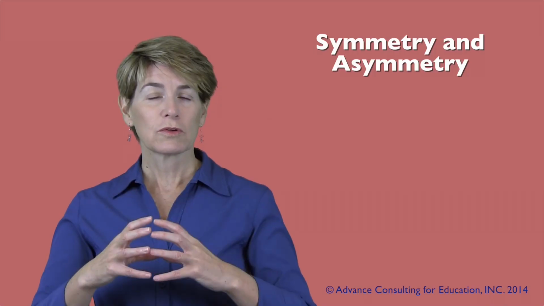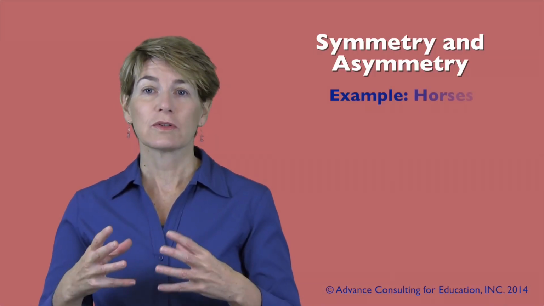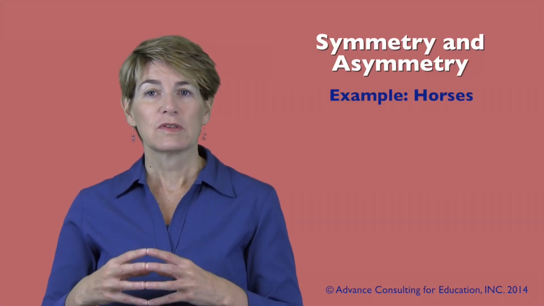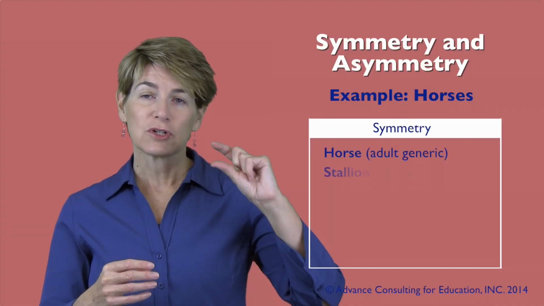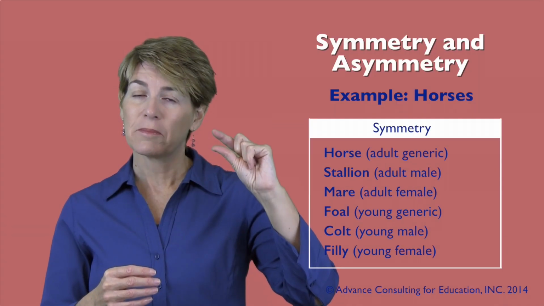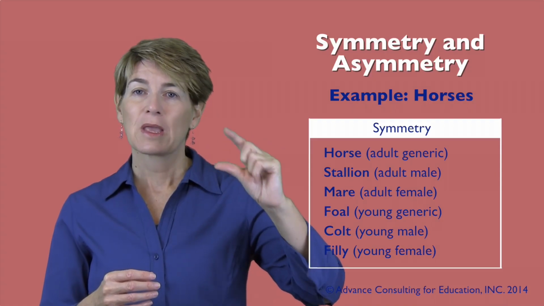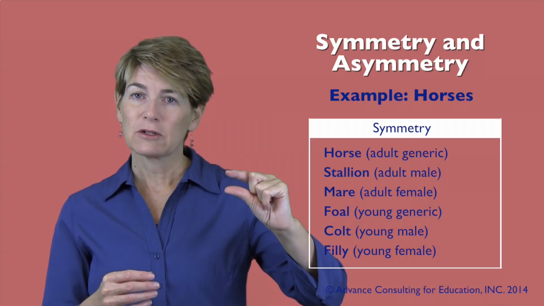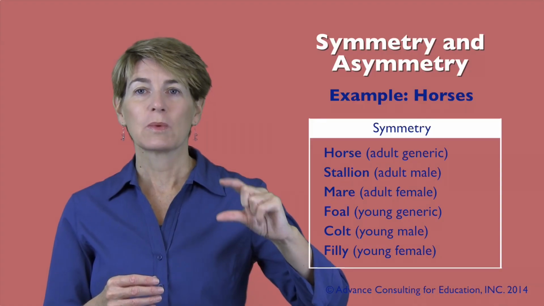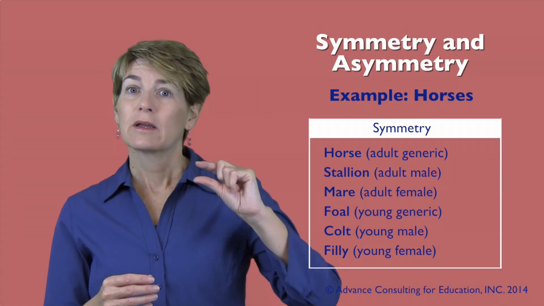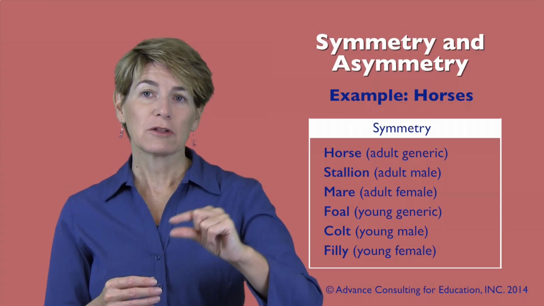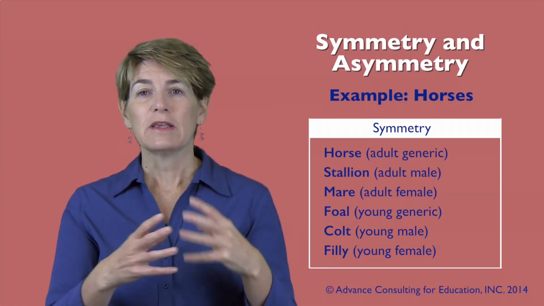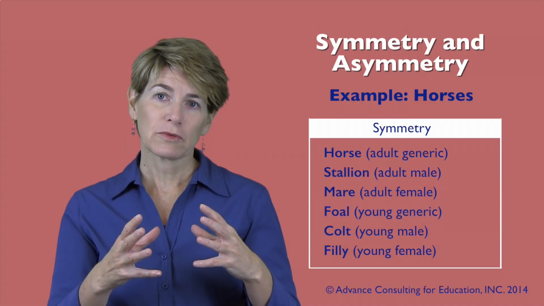When we look at the words in English for horses, so the species of horses, we see symmetry in action, not asymmetry, but symmetry. So we have a generic term for horse that is used both for male and female. Then we have an adult male term, an adult female term. We have a generic young animal term. And then we have a young male term and a young female term. And these all have equal scope of use.